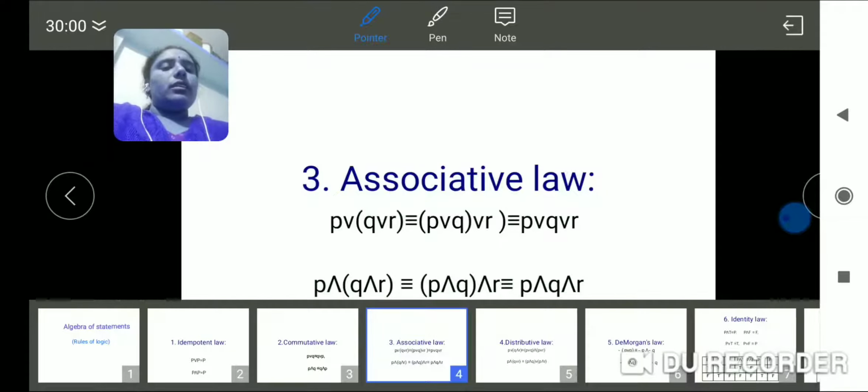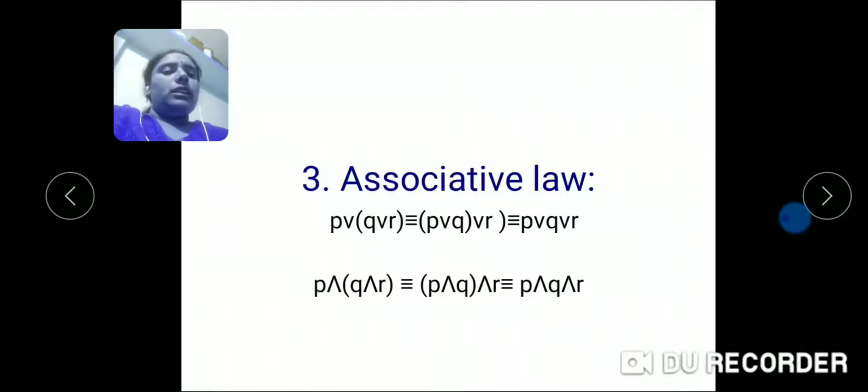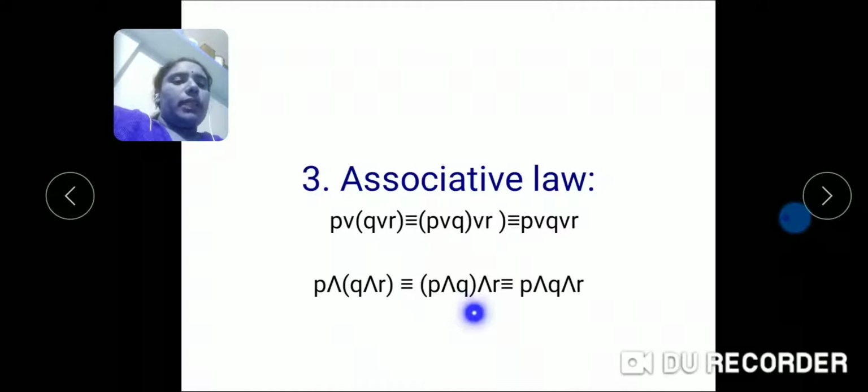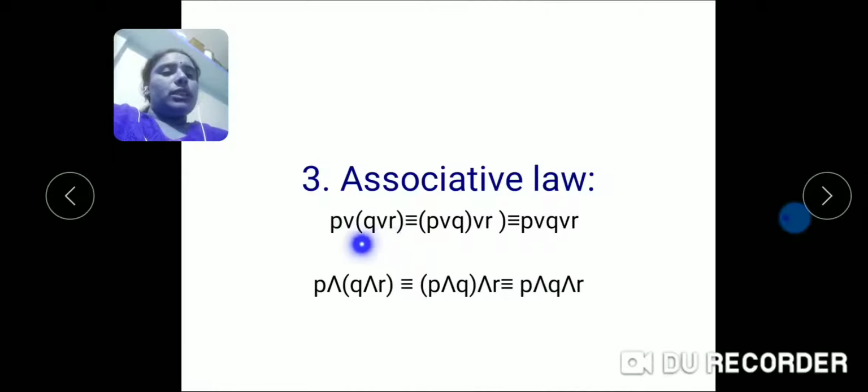Next, third is associative law. Here see, P or in bracket Q or R is logically equivalent to P or Q or R, which is also logically equivalent to P or Q or R, and P and Q and R is logically equivalent to in bracket P and Q bracket complete, and R, which is also logically equivalent to P and Q and R. See here, both the symbols are same, or here and and here, then we change the bracket, the value of resultant statement are same.